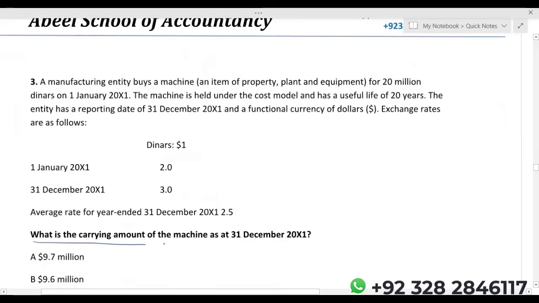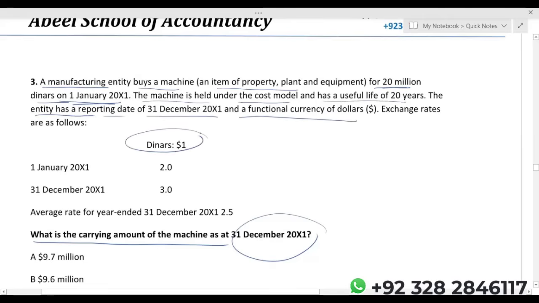What is the carrying amount of the machine on December 31st, X1? Carrying amount of the machine, okay? A manufacturing entity buys a machine, an item of property, plant, and equipment for 20 million dinars on 1st January X1. The machine is held under the cost model. Useful life is 20 years. The entity has a reporting date of 31st December X1. Functional currency is the dollar.